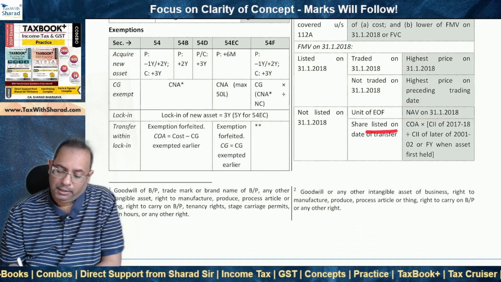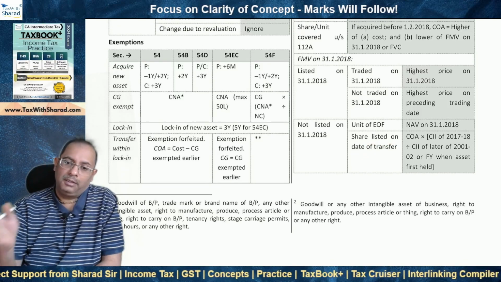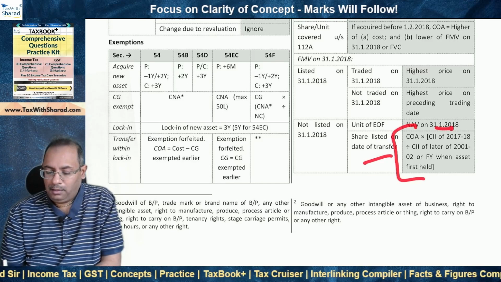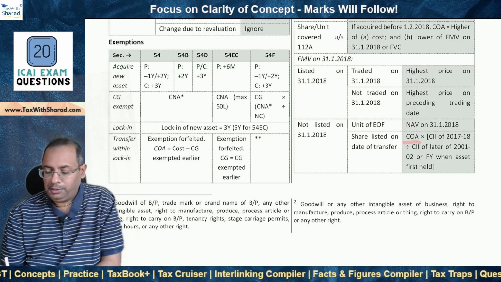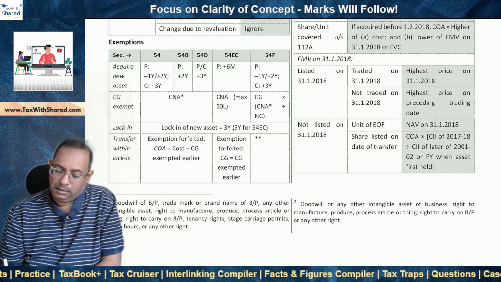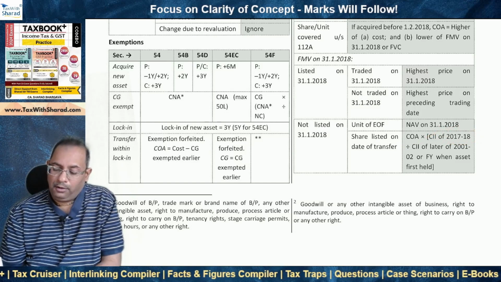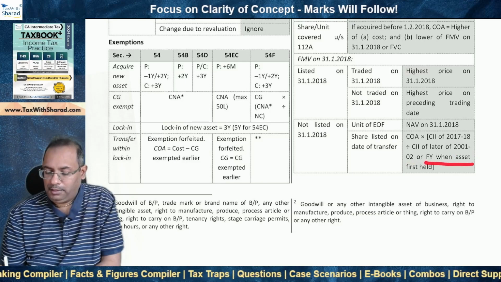If the share is listed on the date of transfer, it was not listed earlier but it is listed on the date of transfer, then we apply this formula to determine the FMV, and that is we multiply the cost of acquisition by a ratio, and the ratio is CII of 2017-18 divided by CII of later of 2001-02, that is the base year, or the financial year when the asset was first held.